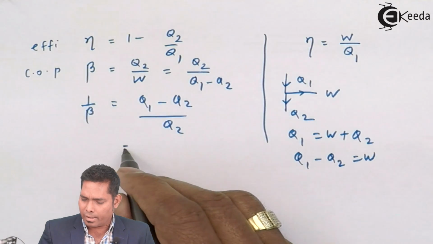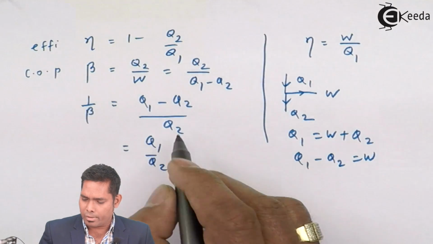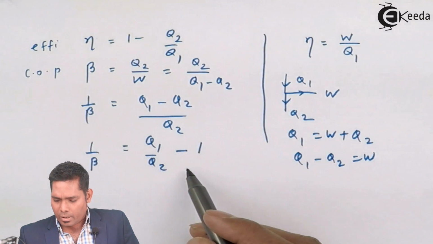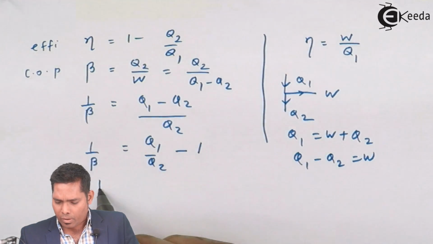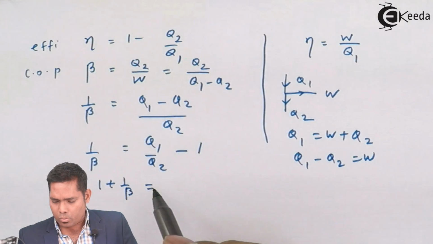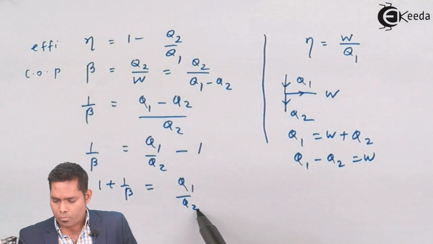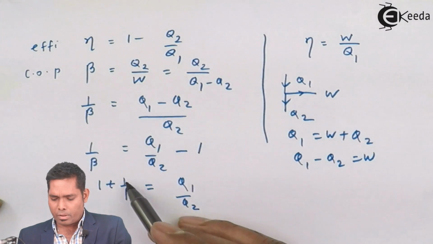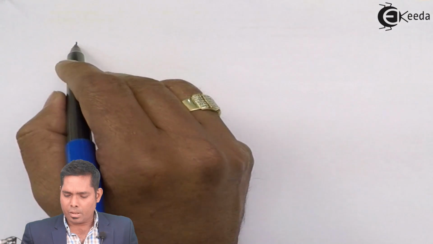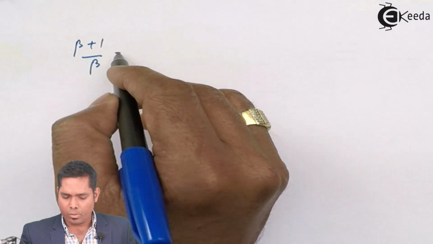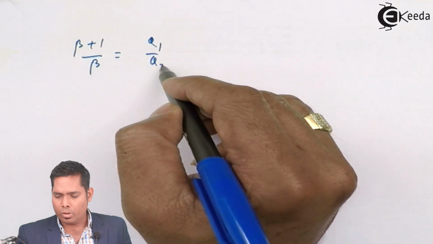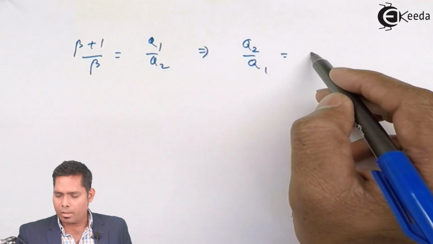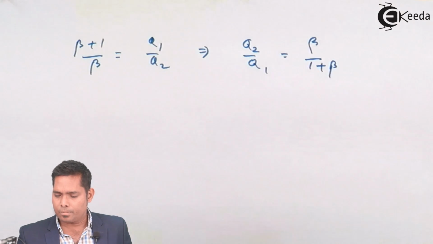If I solve this, then I'll get Q1 by Q2. I'll separate the terms and I'll get minus 1 over beta. Then I bring this to this side, then 1 plus 1 over beta equals Q1 over Q2. So this is beta plus 1 by beta. So beta plus 1 divided by beta equals Q1 over Q2. This implies Q2 over Q1, I take the reciprocal, I will get beta over 1 plus beta.